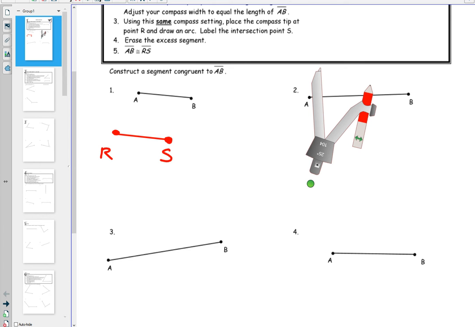Are we doing this again? Yeah, I just picked R and S because it looks like that from the directions, that's what they're telling us to call it. So we just put this dot anywhere. Yes, you put the first point, which I guess we're calling R, you can put that anywhere you want.